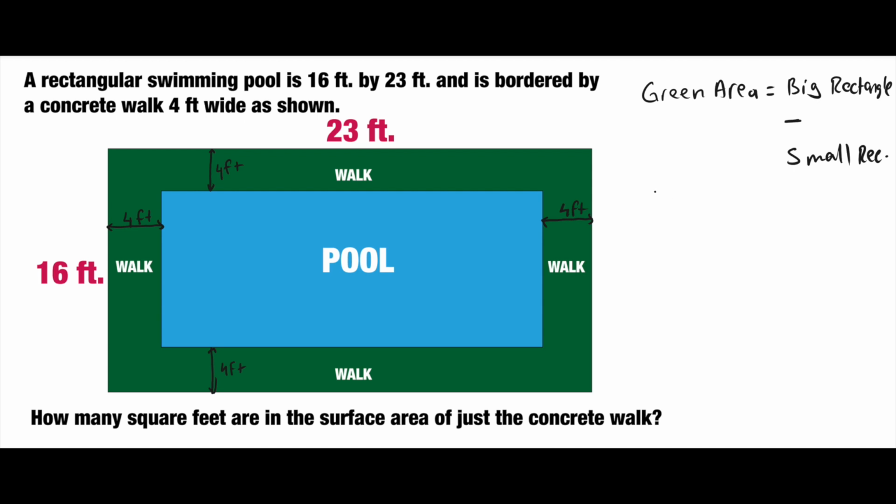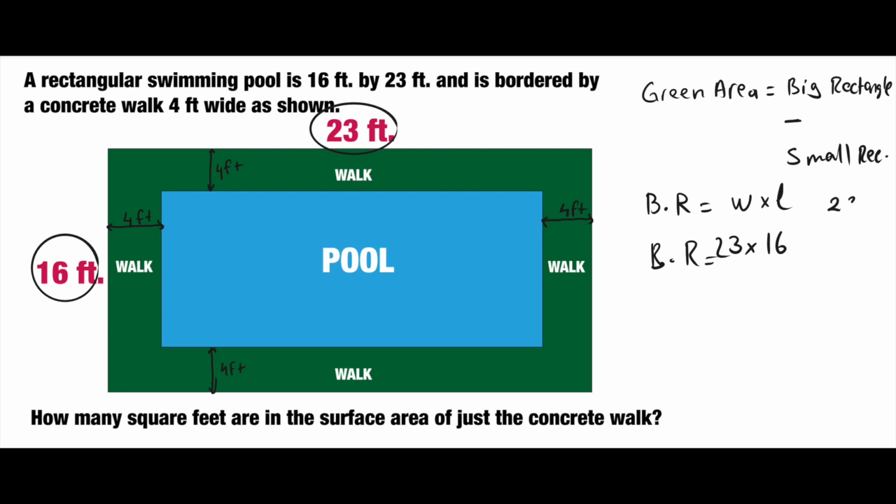So we need to calculate the big rectangle. We know the rectangle area is width times length. It's already given to us, it's 23 and 16. So the big rectangle, we can say 23 times 16. And next is this small rectangle. So how can we calculate this small rectangle? Let's do this multiplication problem here first, and then we can calculate the small rectangle next.